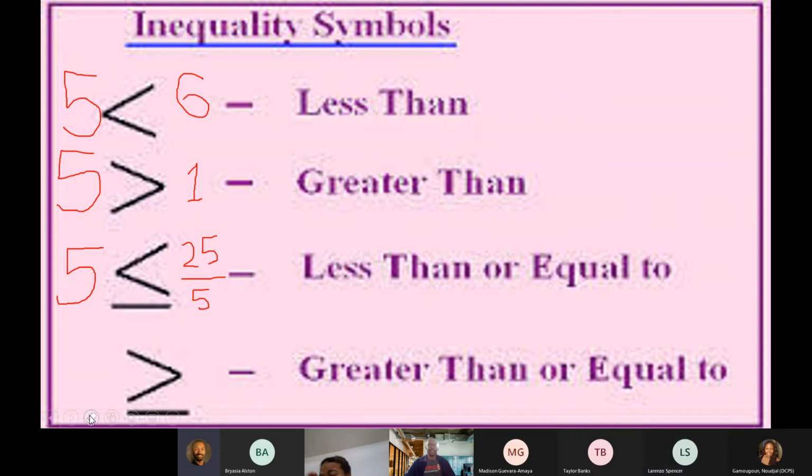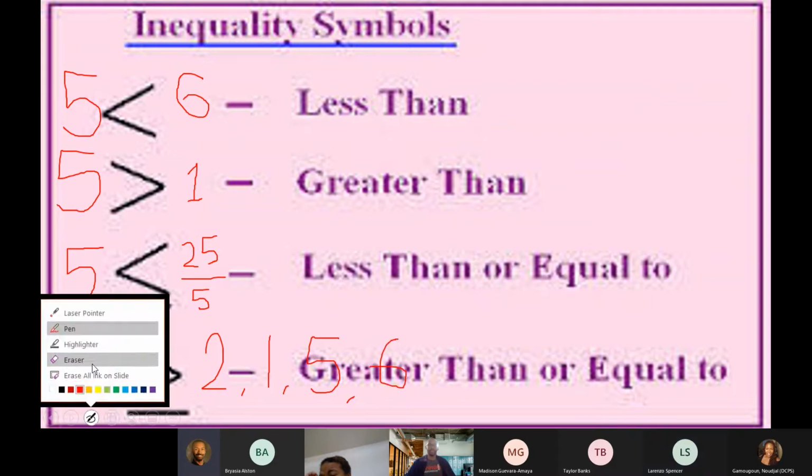What about down here? 5 is greater than or equal to what? 5 is greater than 2. Very good. Can we put 1 here? Yes. Sure, why? Because 5 is greater than 1. Right. What about 5? Yes, it's equal to. What about 6? No. No, we can't. Very good.